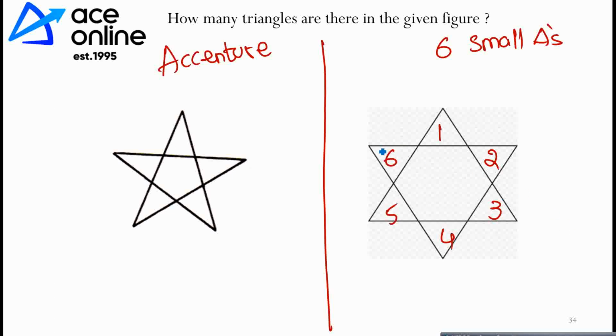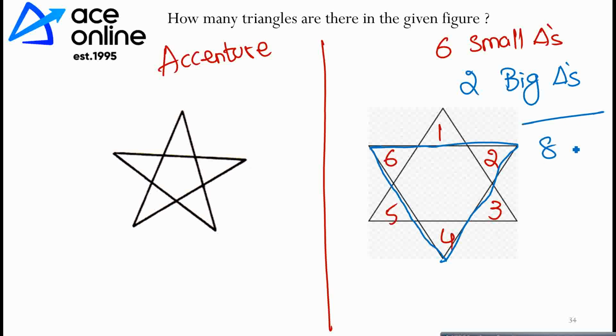This is the big triangle. And the above lines which are unshaded, that's also a big triangle. I'm shading only one thing. The other one you can shade. So this is a downward triangle, the other one is an upward triangle. 2 big triangles. Total 8. 8 in this. Okay. 8 triangles.